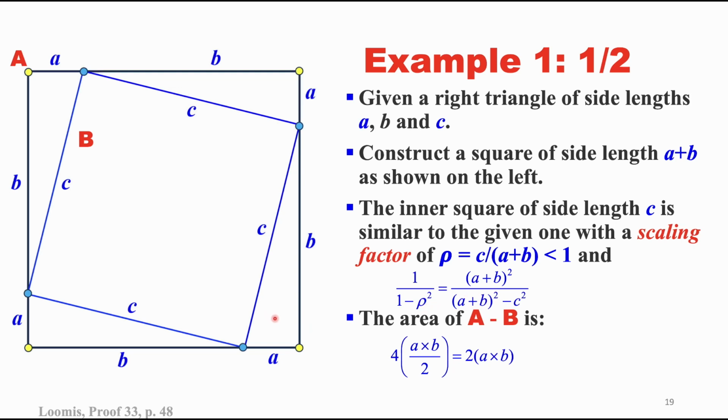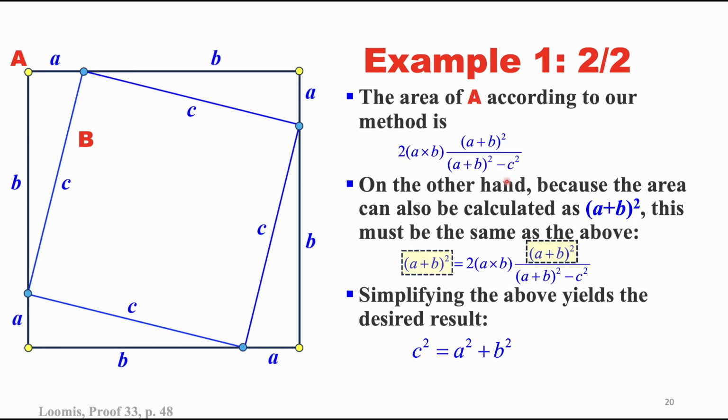The area of A minus B is 4 times the area of this right triangle, which is a times b divided by 2. Therefore, the area of A minus B is 2 times a times b. The area of A, according to our method, is 1 over 1 minus rho squared times the area of A minus B.